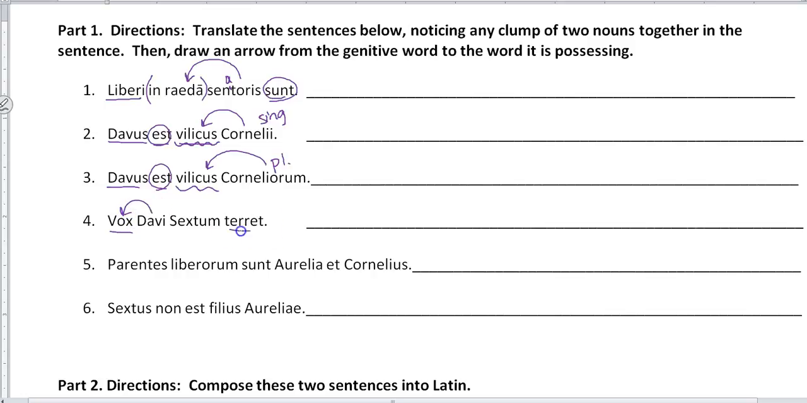Vox Davi teret sextum. The voice of Davus scares Sextus, or Davus's voice scares Sextus. Parentes liberorum sunt Aurelia et Cornelius. The parents of the children are Aurelia and Cornelius, or the children's parents are Aurelia and Cornelius. And number 6, Sextus non est filius Aureliae. Sextus is not the son of Aurelia, or Sextus is not Aurelia's son. So those are all your little genitive practice ones.